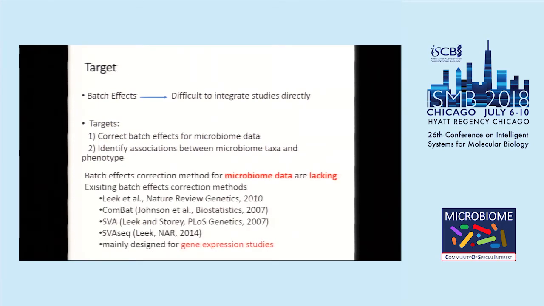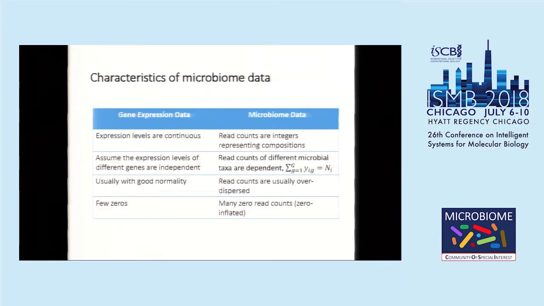Batch effects have long been recognized when doing high-throughput sequencing studies. There are a lot of existing methods to deal with batch effects for gene expression data. However, microbiome data has its own unique characteristics. Here we compare the characteristics between the microbiome data and the gene expression data. We focus on the second characteristic.